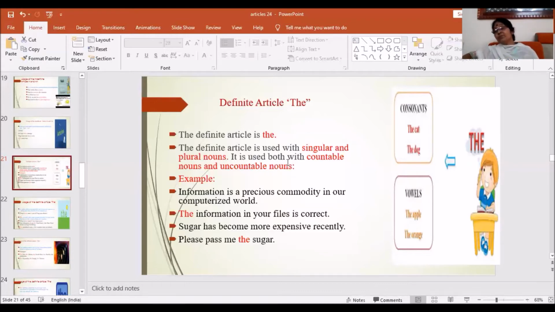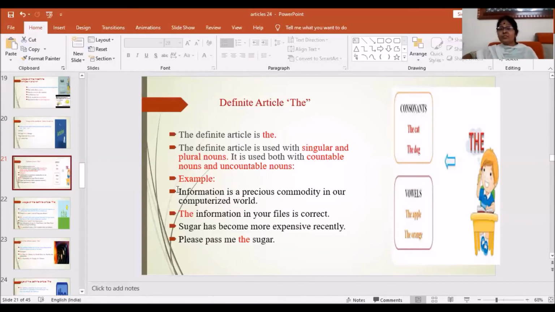Now, the difference between indefinite and definite is that the definite article is used with singular as well as plural nouns, and it is used both before countable and uncountable nouns, whereas indefinite articles are only used before singular and countable nouns, right? So this is how we try to do our things. Now, for example, information is a precious commodity in our computerized world.